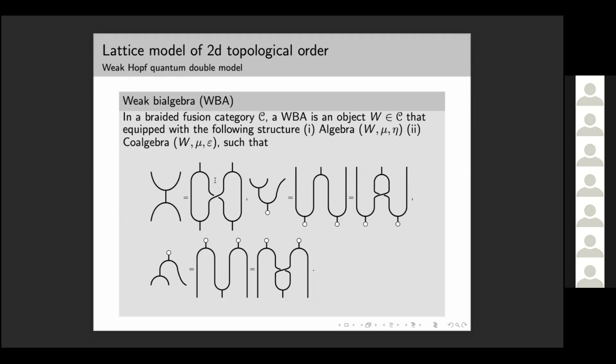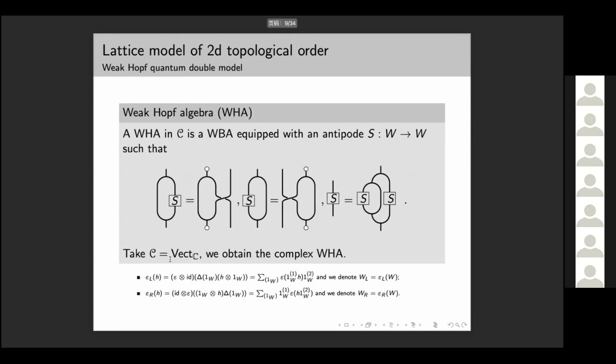If we use string diagrams, we find that the axioms of the weak bialgebra can be constructed in this way. The first one is the compatibility: this is a product, this is a co-product, and they are compatible with each other. This is the compatibility of the unit and the co-multiplication. And the third one is the compatibility between the multiplication and the co-unit.